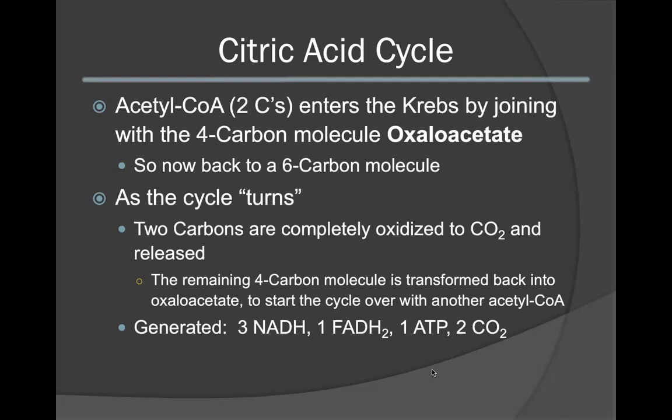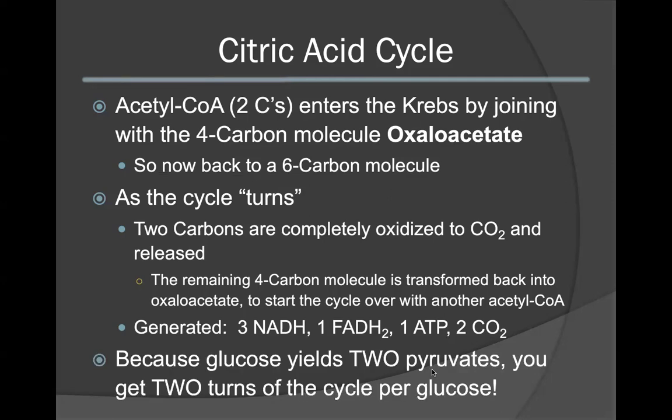The citric acid cycle, in general, makes a lot of electron carriers. 1 turn of the cycle, meaning that 1 acetyl-CoA group coming in will produce 3 NADHs, 1 FADH2, 1 ATP, and 2 carbon dioxide molecules. Remember that glucose is broken down into 2 pyruvate molecules, so that means that we would get 2 turns of this cycle. So we would generate 6 NADH, 2 FADH2, 2 ATP, and 4 CO2 molecules for each original glucose.